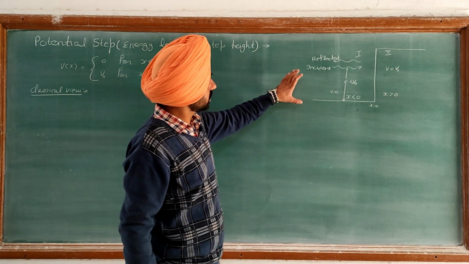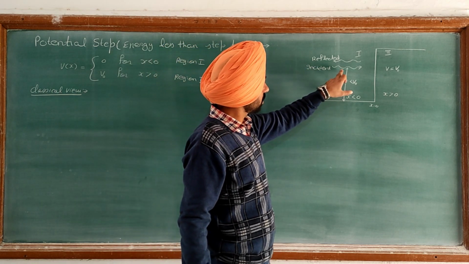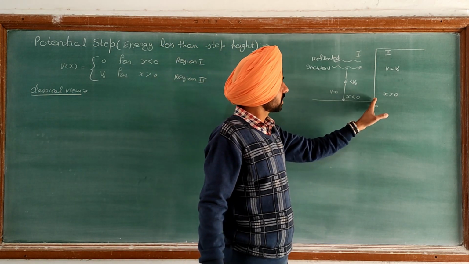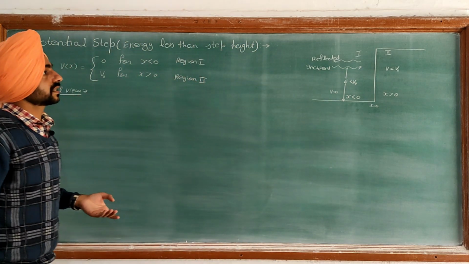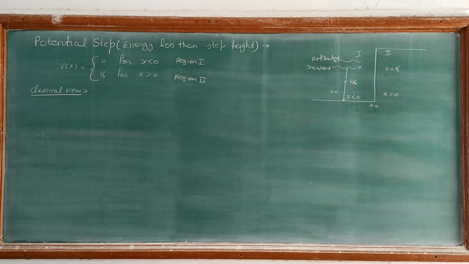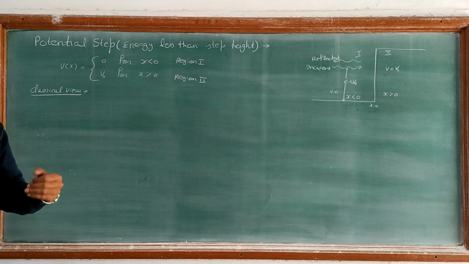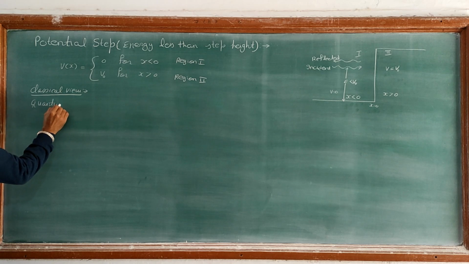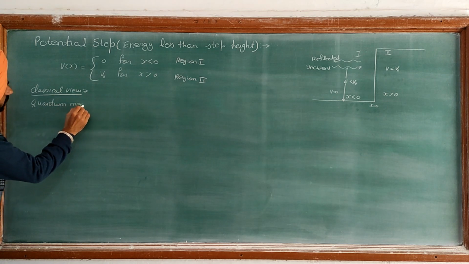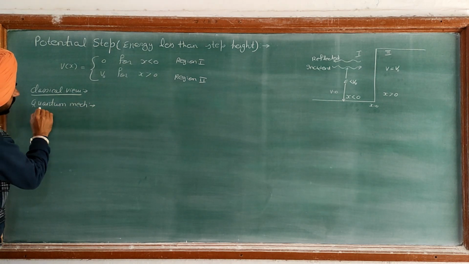Here, as we consider the height of that ball is less than the height of the wall, it will be reflected back, as children play, you can see. So this is the classical view. It will be reflected at x equal to 0. Now the quantum mechanical viewpoint is as follows.